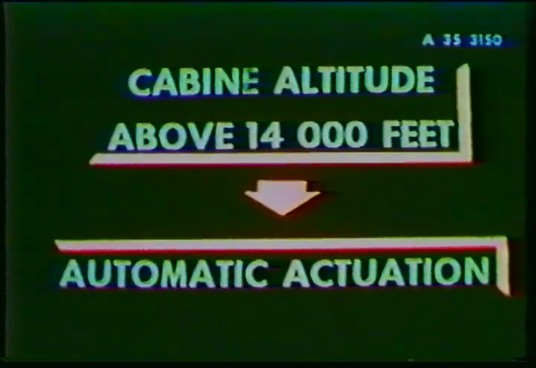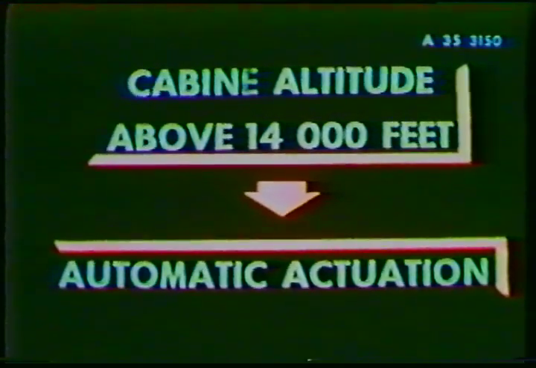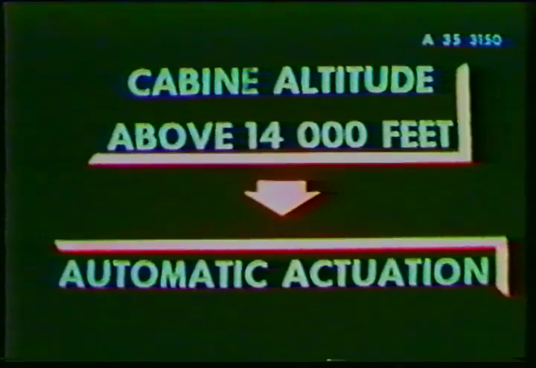The manual override position is used to open the mask container doors if the automatic system fails, or it is desired to deploy the masks at a cabin altitude below 14,000 feet. Obviously, as some of you may know, we do not want to inadvertently move this switch.